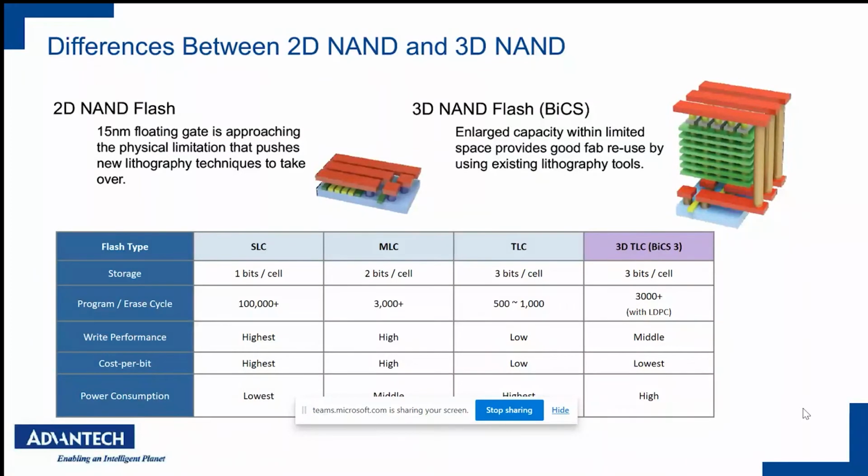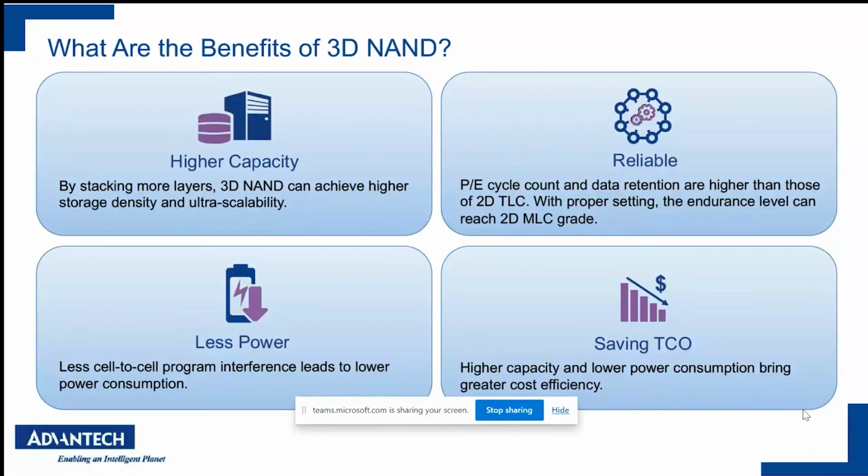Let's move on to the benefits of 3D NANDs. To summarize, here are the key benefits for 3D NANDs. Higher storage capacity, with the ability to have higher storage capacity per layer. Equal reliability: the program per erase cycle is similar to 2D NAND. Less power, and the TCO, total cost of ownership, is also lower.